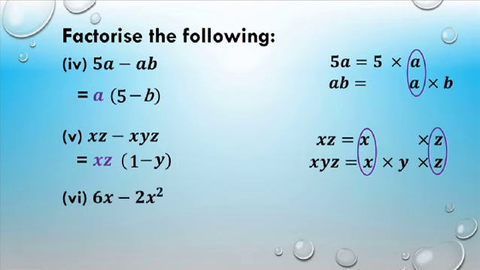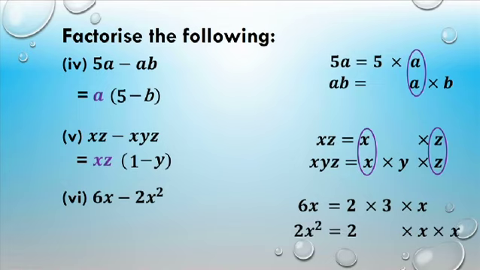Next example, 6x minus 2x squared. So 6x can be written as 2 times 3 times x. 2x squared can be written as 2 times x times x. We can see here that 2 is common and x also is common. So I'm going to take 2x as common factor.